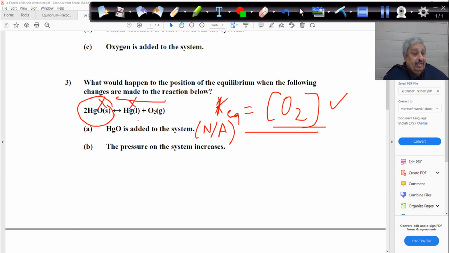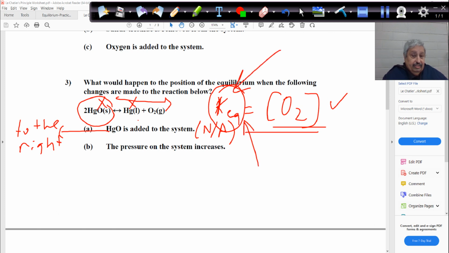The shift will be which way? To the right. Now, some textbooks will tell you this is not true because this is solid and we decided the K equilibrium is not affected by liquid and solid. So to be on the safe side, I will say non-applicable. So it will have no effect, because solids and liquids have no effect on the addition on the chemical equilibrium, because this is very important here.